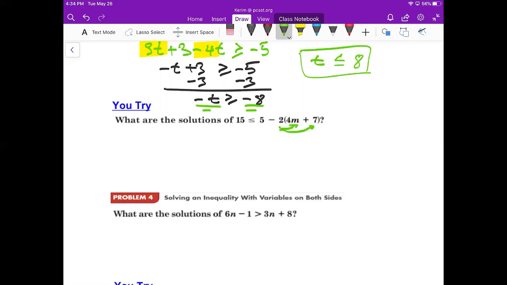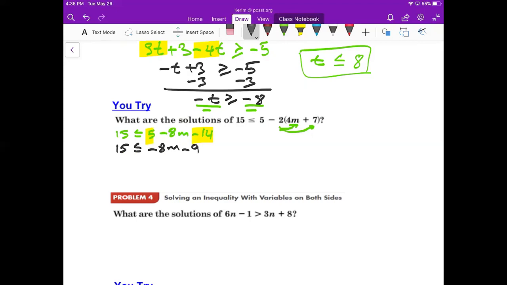So 15 less than or equal to 5. Negative 2 times positive 4m is negative 8m. Negative 2 times a positive 7 is negative 14 when I do the distributive property. Then I'm going to combine the like terms, which is 5 and negative 14. Let's combine them. 15 less than or equal to, that gives us negative 9. So negative 8m minus 9.